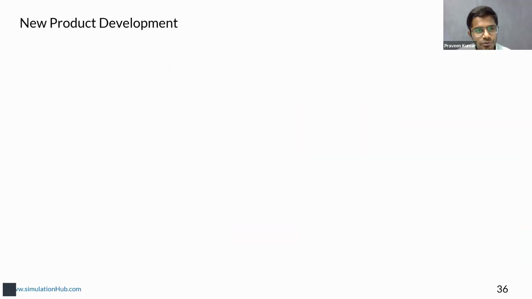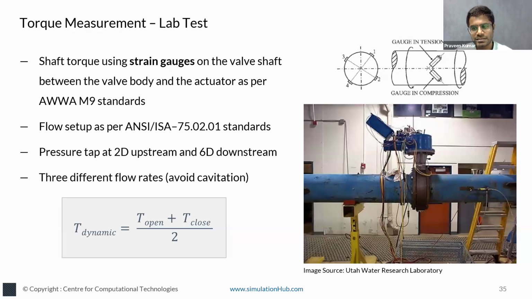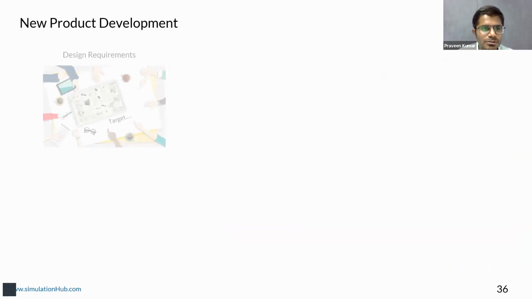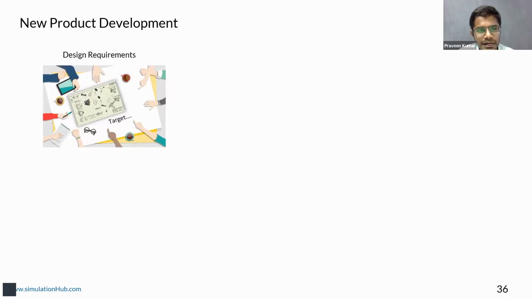So before going into the challenges of this particular method, I would like to touch on the new product development cycle, what happens, and then it'll be easy for us to discuss the further points. So let's say in a typical new product development, there is a design requirement based on the market, customer need, or the competitor values and so on.